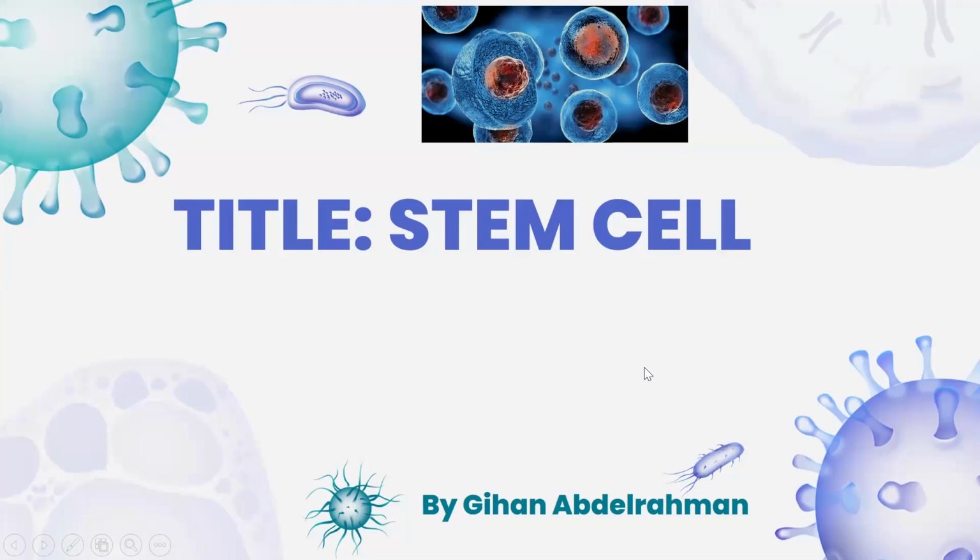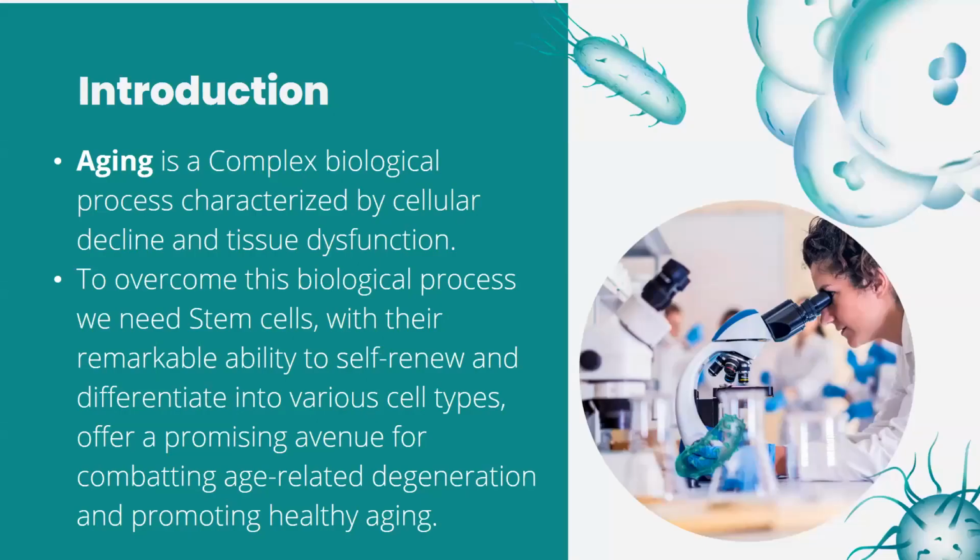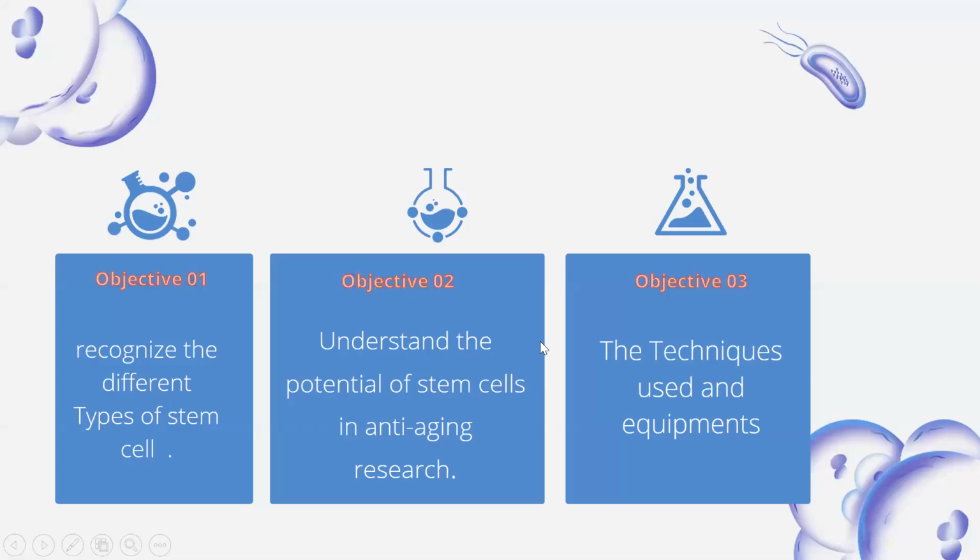I'm using stem cells to regenerate aging. Aging is my concern today because I'm talking about aging as a complex biological process characterized by cellular decline and tissue dysfunction. To overcome this biological process, we need stem cells. Why do we pick the stem cell? Because it has the ability to differentiate into different kinds of cells. Basically, the stem cell is an undifferentiated cell, and we can use it in different cell types. This has led me to my objective today.